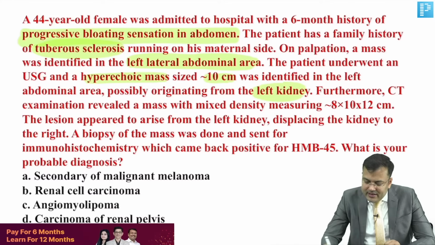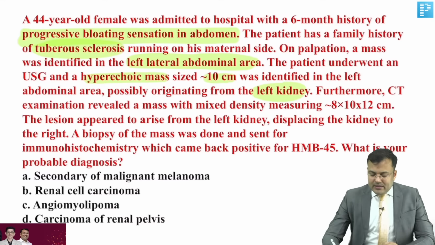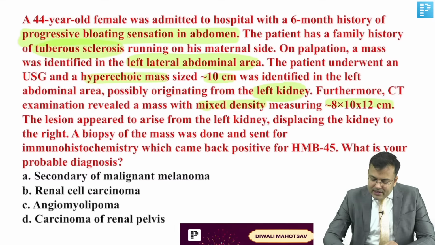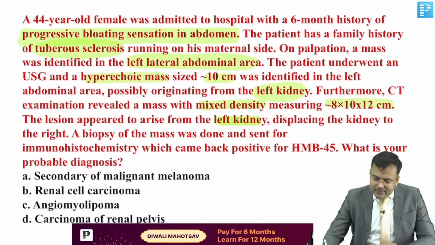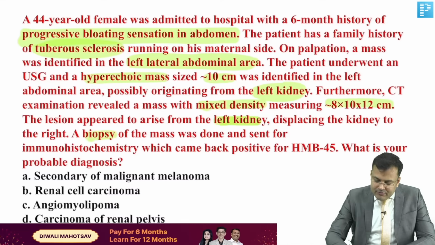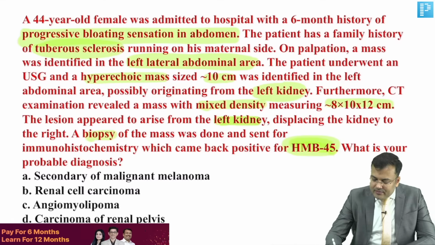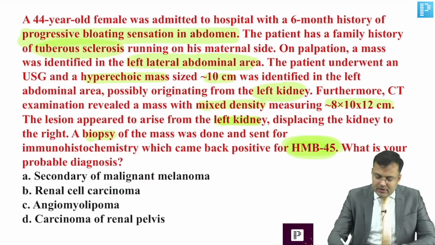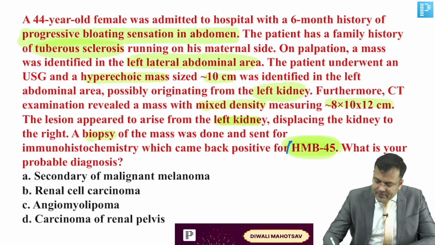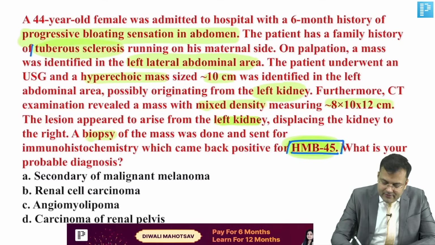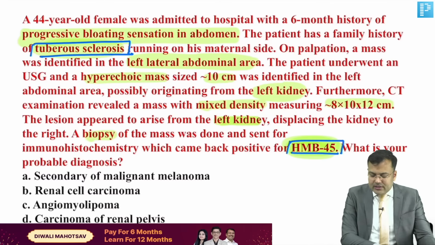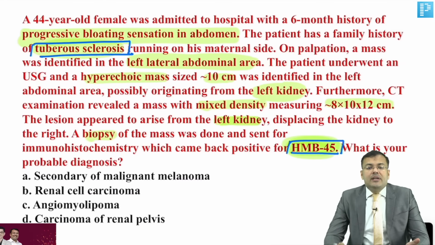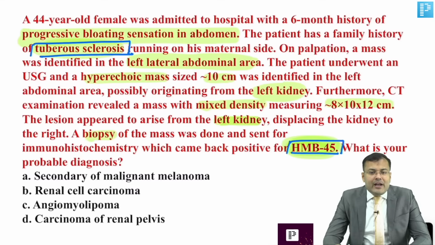So, the mass is in the kidney. On CT, there is a mass with mixed density, 8 by 10 by 12. The lesion appears to arise from the left kidney, displacing the kidney to the right. Biopsy was done and this is the marker. So, guys, it's a kidney tumor associated with, see the clues. First is a kidney tumor, the marker is HMB45, associated with tuberous sclerosis. Can you tell me the diagnosis? Everybody is correct. Guys, it is angiomyolipoma.